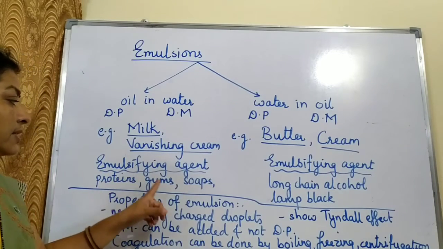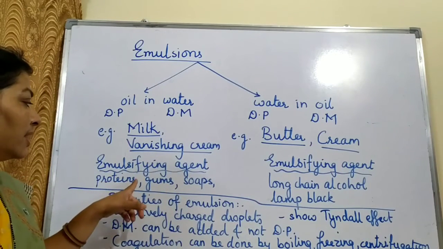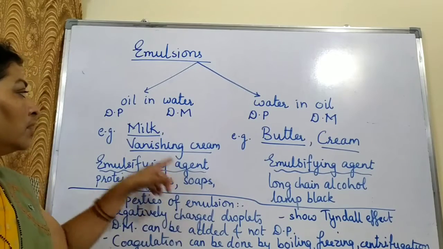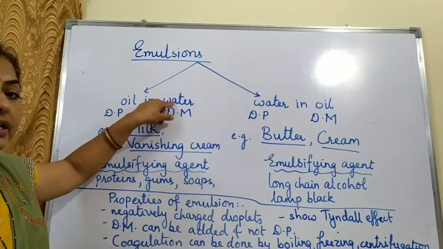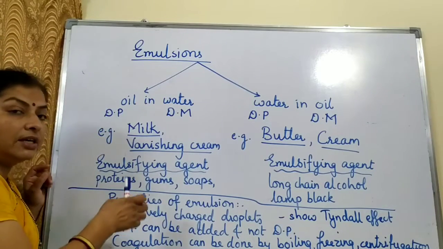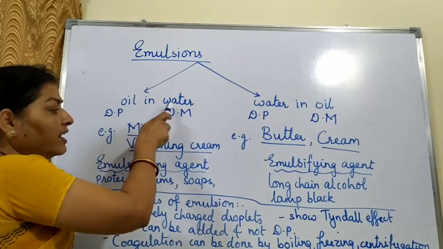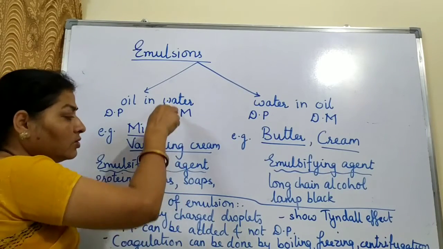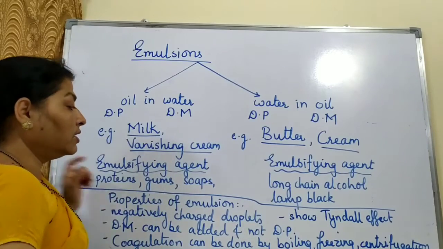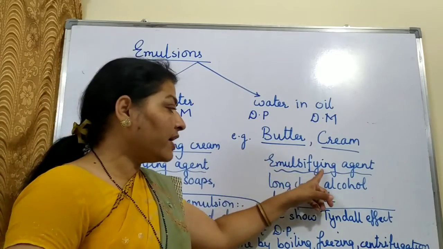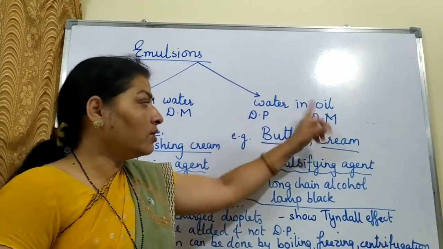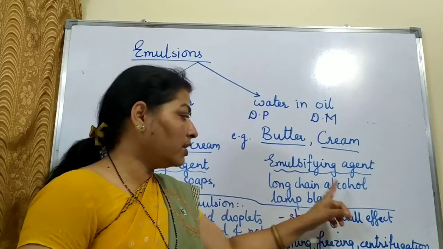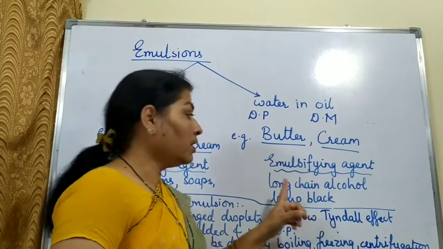Emulsifying agents are proteins, gums or soap for oil in water type of mixture. We have seen the activity the other day where we took oil and water and we added a small quantity of detergent, and we saw that the two got mixed because of the detergent or soap. Emulsifying agents for water in oil type of mixture are long chain alcohol or lamp black.